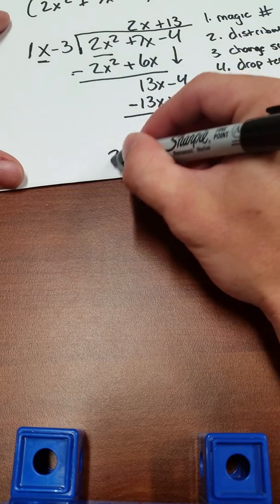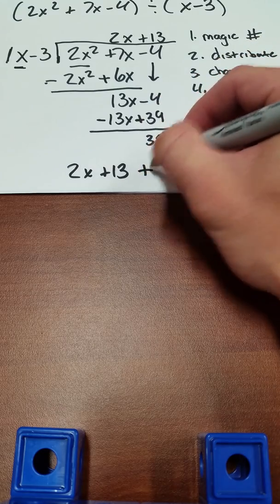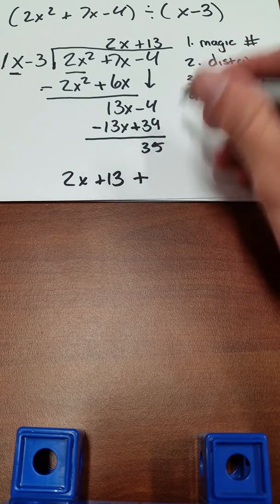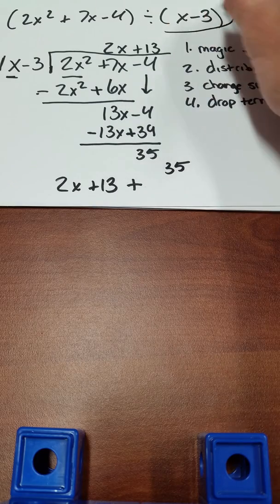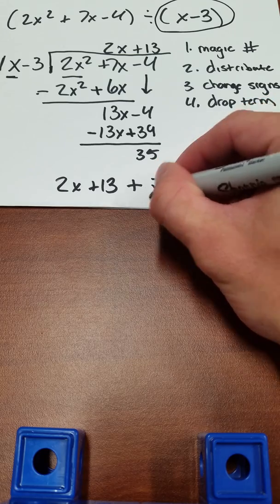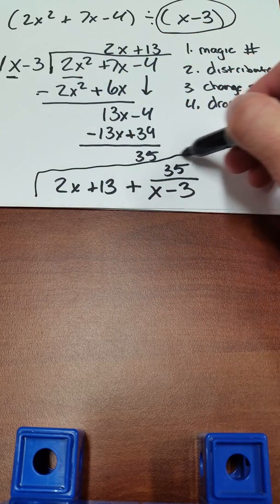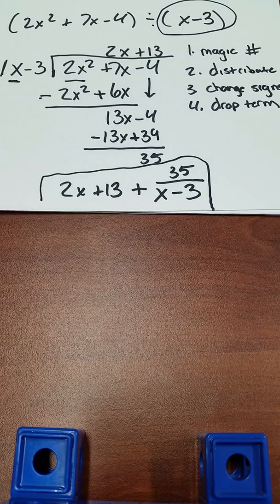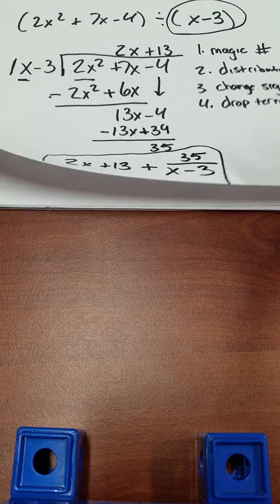So here's how you write your final answer. We take the 2x plus 13 from up top, plus, and now we have to write a fraction. Take your remainder, which in this case is 35, divided by the thing that we're dividing by, x minus 3. That is your final answer for this problem. If you need to go back and watch that again to get the notes or whatever, highly suggested. Okay?